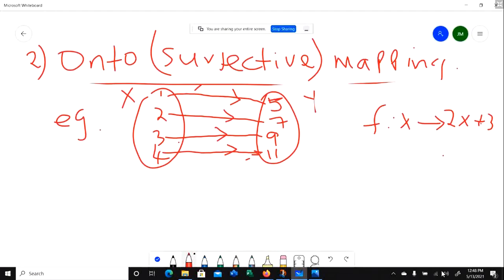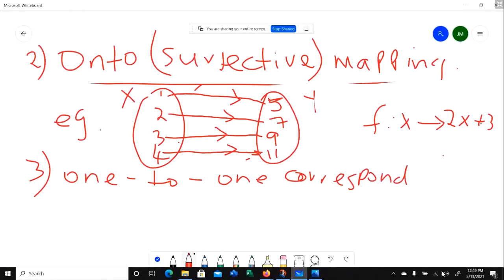The third type of mapping that I would like us to mention, number 3, is what we call a bijective map. A map which is both one-to-one and onto, and it is called a one-to-one correspondence, or some other writers call it the bijective mapping.